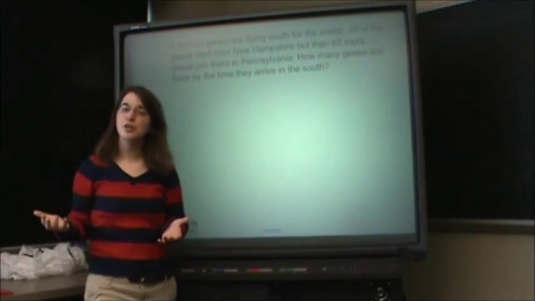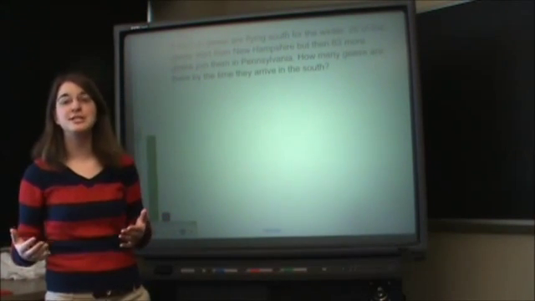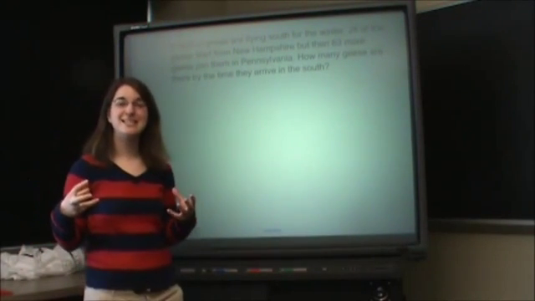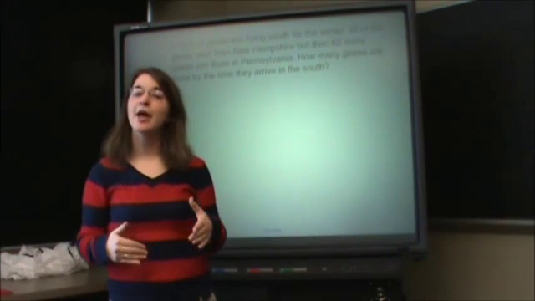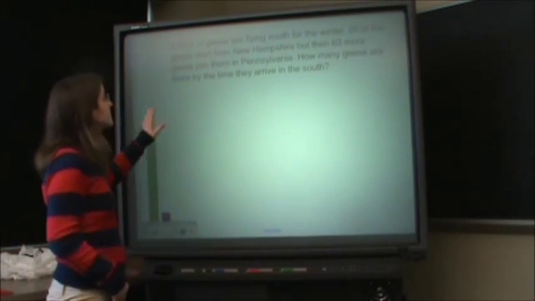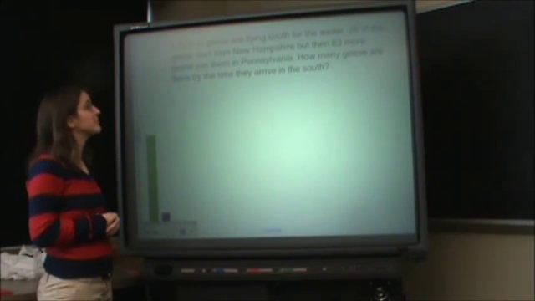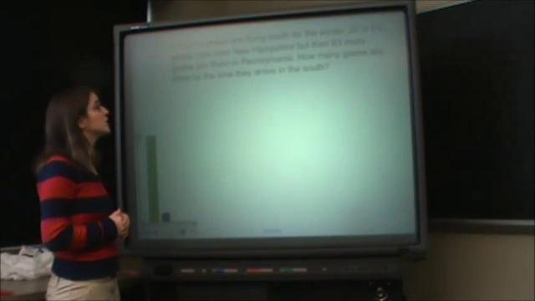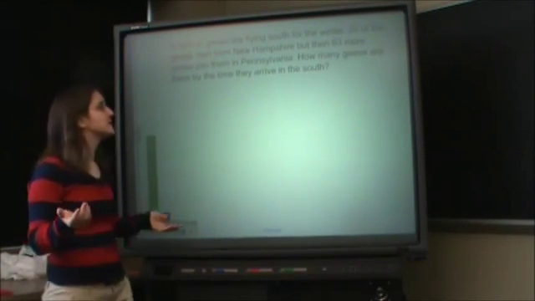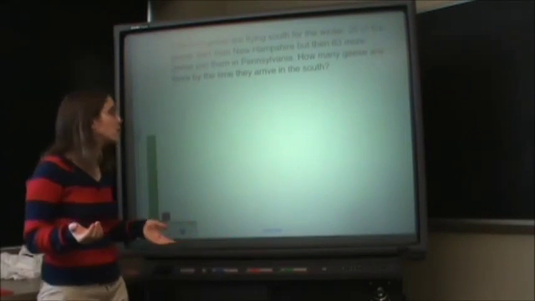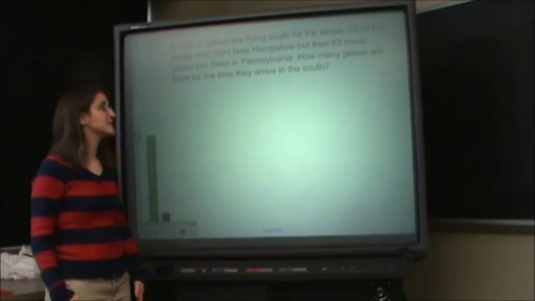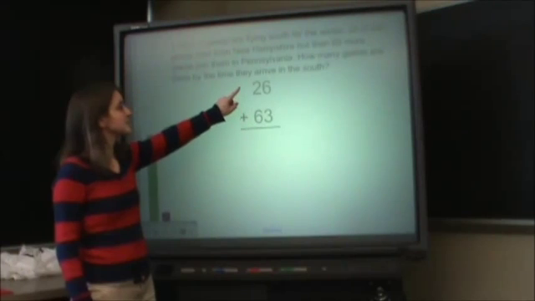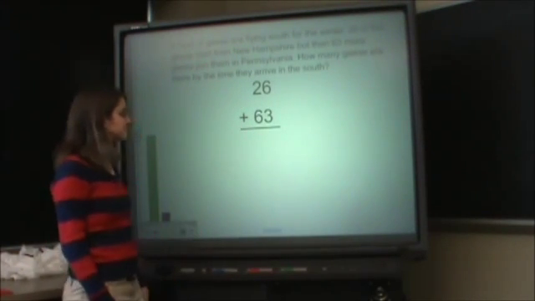I'm going to model one strategy for you right now. It's called the partial sum strategy. And it helps us to pull apart numbers so that we can see and understand their place value, which can then help us in addition. So let's read the problem. A flock of geese are flying south for the winter. 26 of the geese start from New Hampshire, but then 63 more geese join them in Pennsylvania. How many geese are there by the time they arrive in the south? Let's think first, what's our number sentence going to be? We're starting with 26 and we're adding 63 more. So we're going to represent it by 26 plus 63.